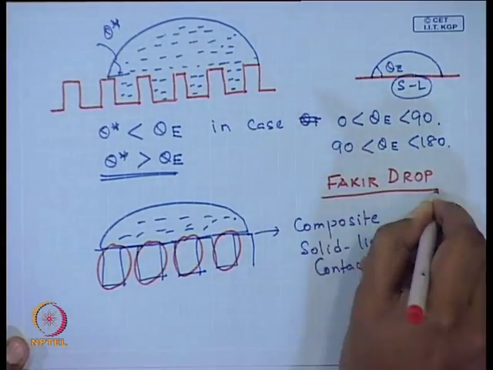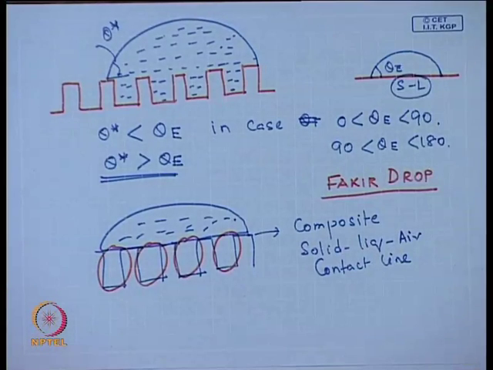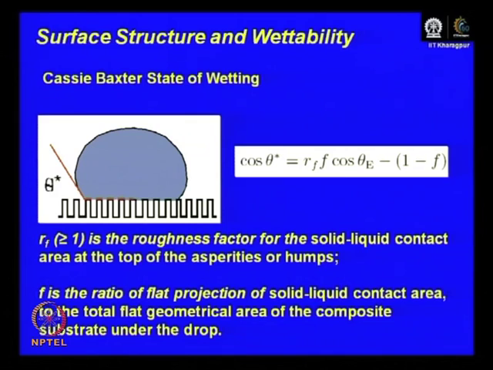You may know that our Indian fakirs performed all sorts of strange activities, including sometimes lying on a bed of nails or something like that. So, it is exactly similar to that. This Cassie-Baxter state of wetting is also referred to as the fakir drop configuration.